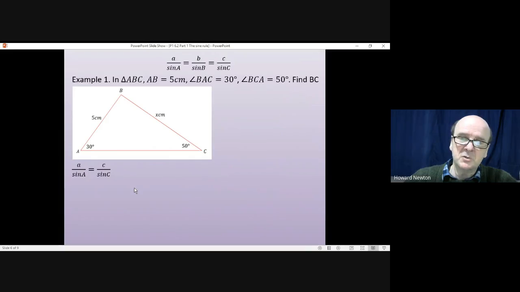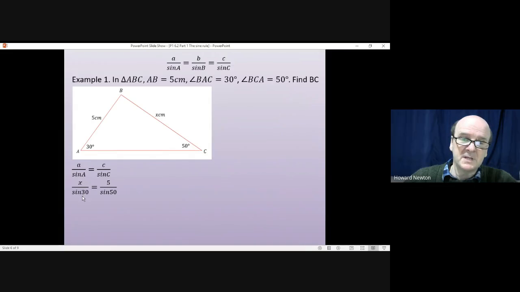So first thing you should do is just write down a over sine A is equal to c over sine C. Now, if you've done things correctly, you'll always be able to substitute in 3 of these values. One of them will be unknown, but the other 3 you should know. The thing we don't know is the very first thing, the length of BC, side a, and that's x, but everything else we know.